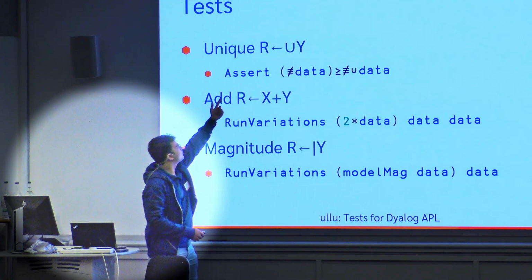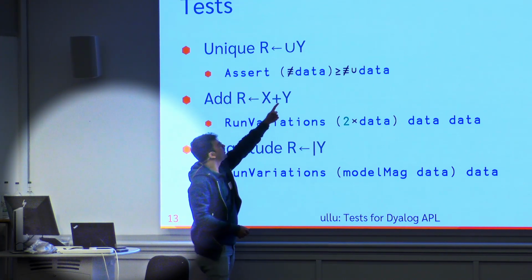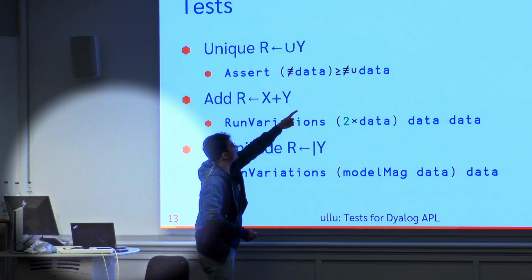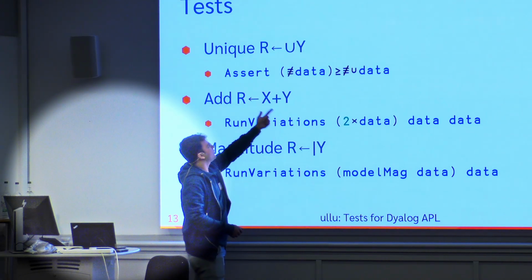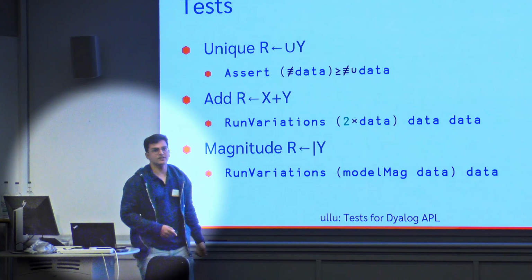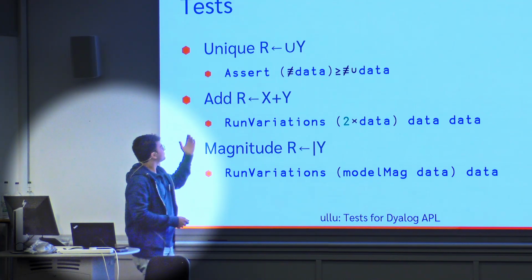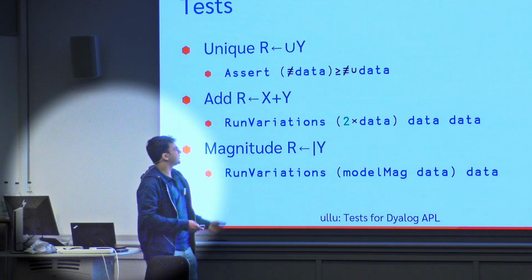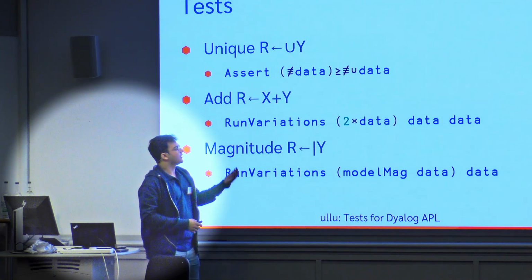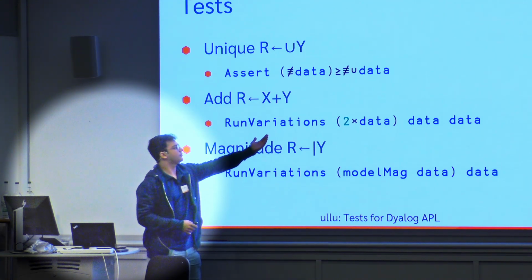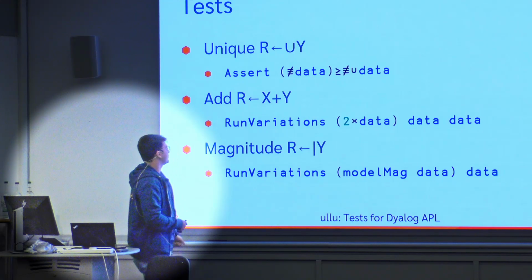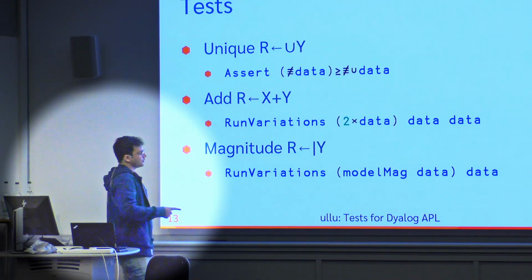This is a very simple fundamental scenario for unique: the length of the unique data should be less than or equal to the length of the data. That's a fairly simple scenario that should always exist. Then we have something for addition that's also a fundamental scenario, where data plus data should be 2 times data. That's pretty simple. Then we have magnitude.